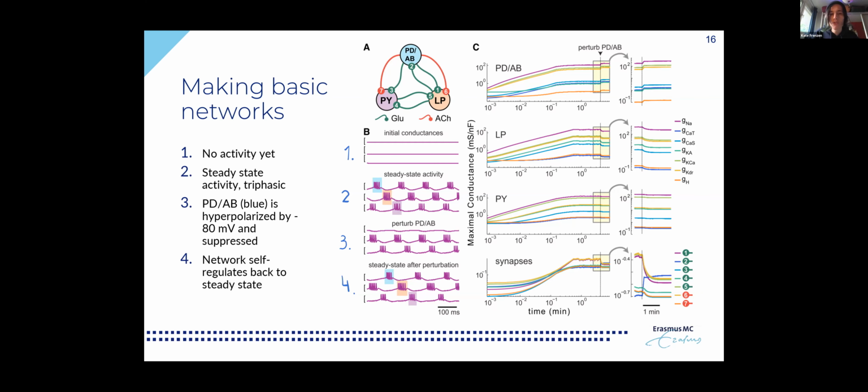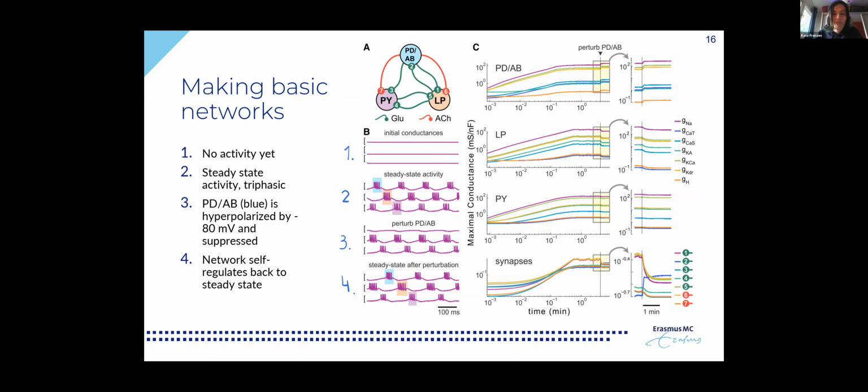And at 2, you can see a triphasic firing pattern from blue to orange to purple. At step 3, we actually do something experimental. We hyperpolarize the blue pyloric dilator neuron by a current of -80 millivolts. And it's now suppressed, as you can see. The line is just flatlined. There's no activity anymore from the blue neuron.